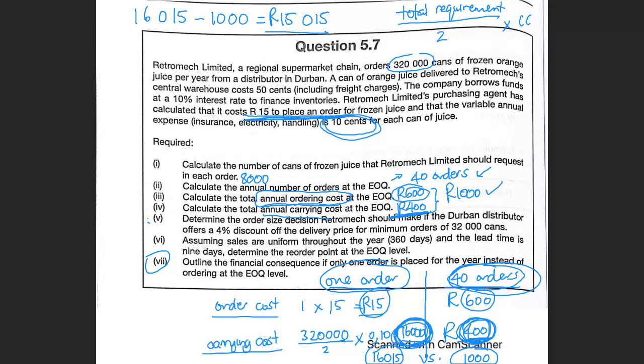It became 16,015 because we added the 15, the order cost, plus the carrying cost of 16,000 Rand. So together, those added up gave us the 16,015.